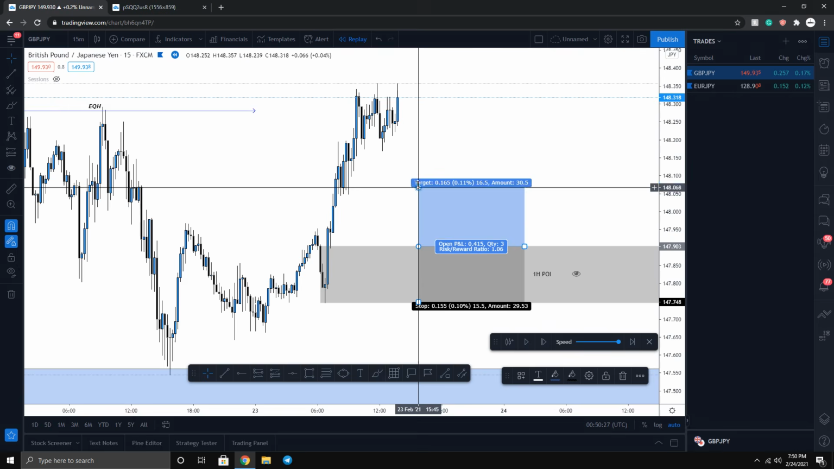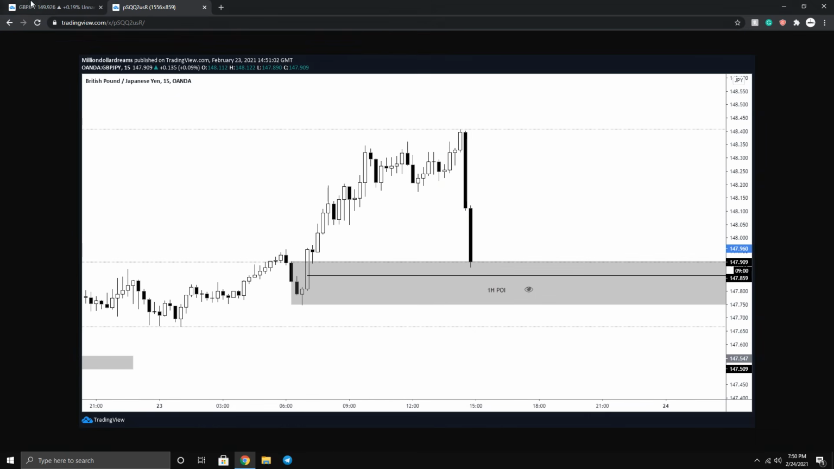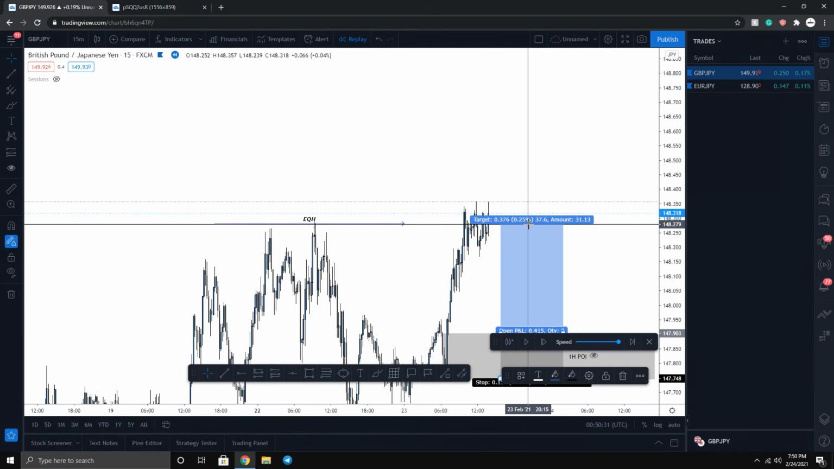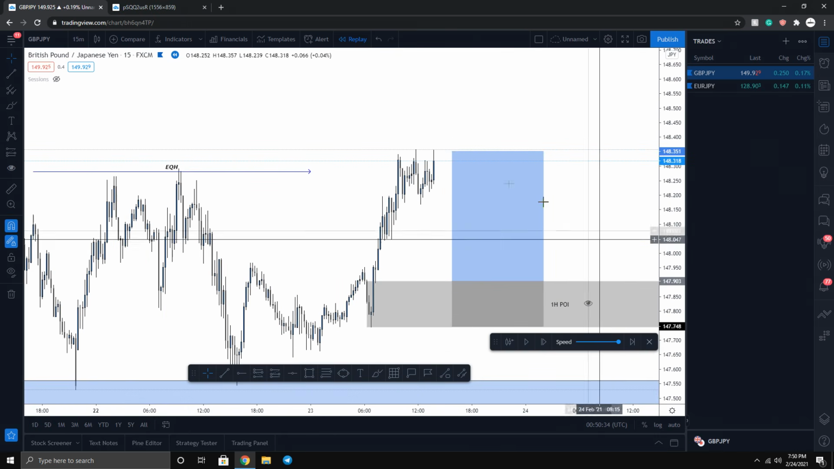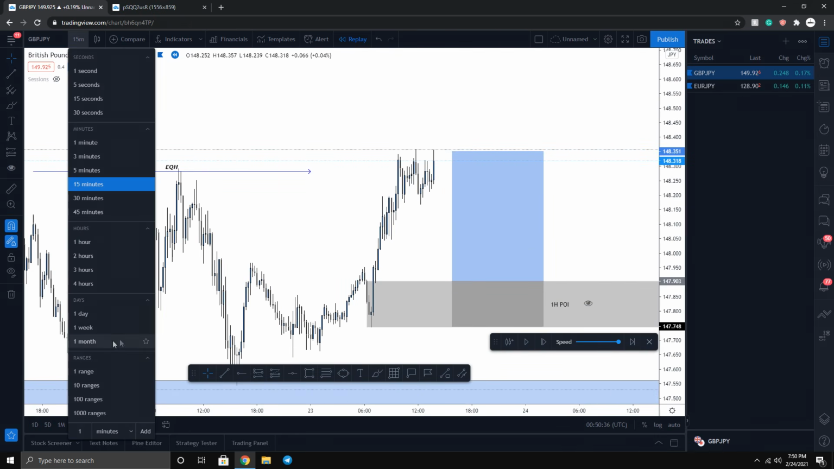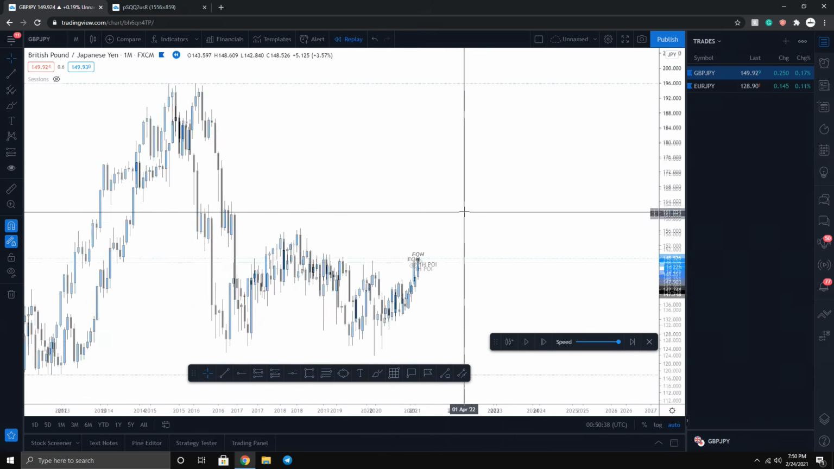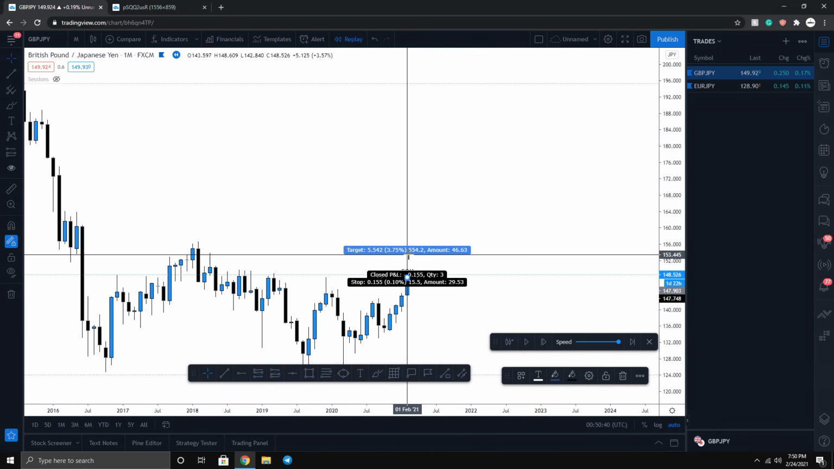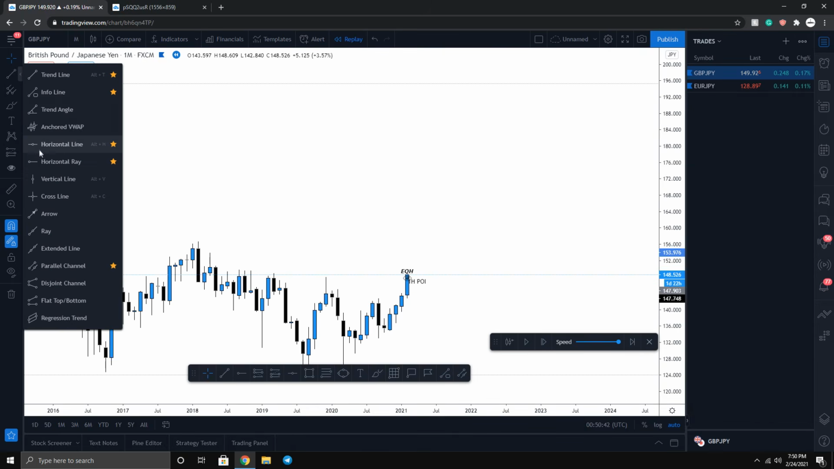And for TP, I think if I was holding that, I just would have targeted these highs right over here for 44 pips. If not, maybe check the monthly time frame to get a long-term target of where I would target, which would probably be this monthly high right over here.